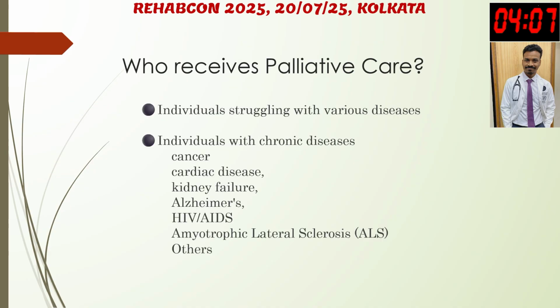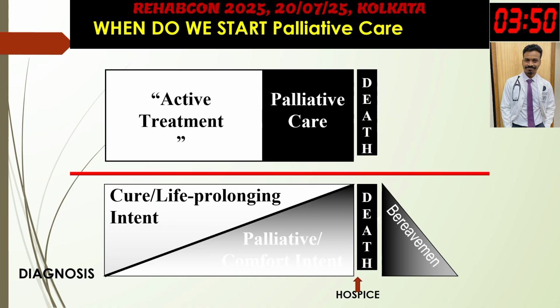5 minutes left. And who receives palliative care? These are the patients with chronic life-limiting and life-threatening illnesses like cancer, cardiac disease, kidney failure, Alzheimer's, HIV/AIDS, amyotrophic lateral sclerosis, and many other diseases. There was a misconception earlier that palliative care means only end-of-life care, and that curative treatment would be given in the earliest stages. When there was exhaustion of the curative treatment, only then palliative care would come, till death.